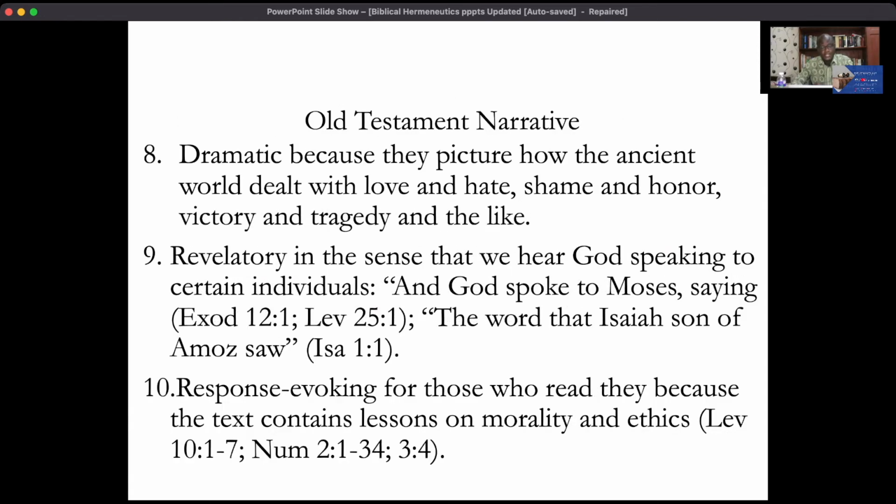Now, the stories are dramatic because they picture how the ancient world dealt with love, hate, shame, honor, victory, tragedy, and the like. As you read, you feel that this is so dramatic. The pain that some of the people experienced in the past, you can also experience that, the shame and all that. And also the story is revelatory in a sense that we hear God speaking to certain individuals. So the stories are not just human beings moving about. We also hear God's interventions.